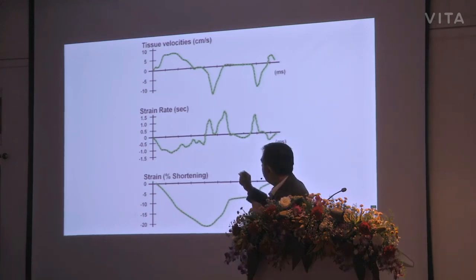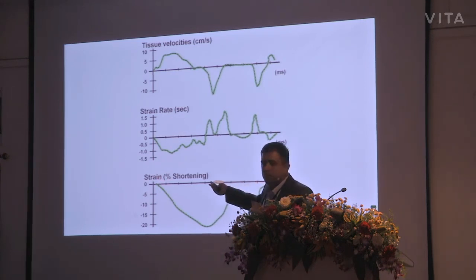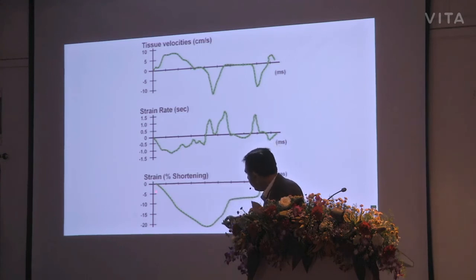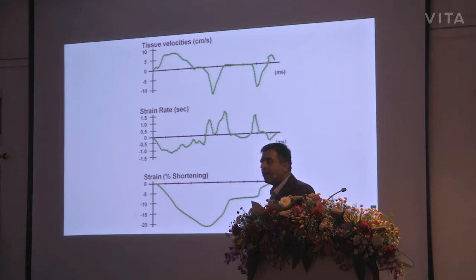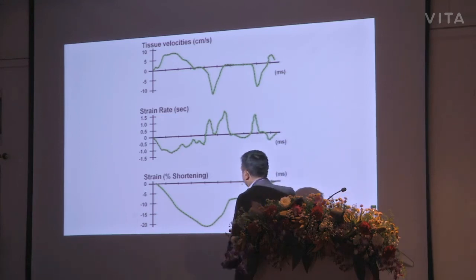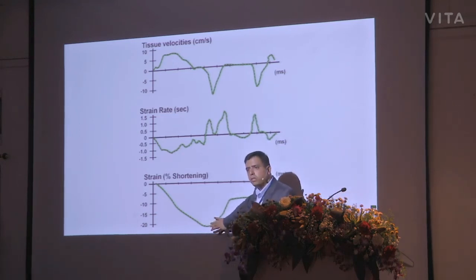Okay, so once you have the tissue velocities, or you measure them, the machine will automatically measure the strain, and it will automatically measure the strain rate. Now you see, there are so many spikes in the tissue velocity, and so many spikes in the strain rate. The strain curve is a very smooth, simple curve. And this is what we are going to use clinically more and more in the future.